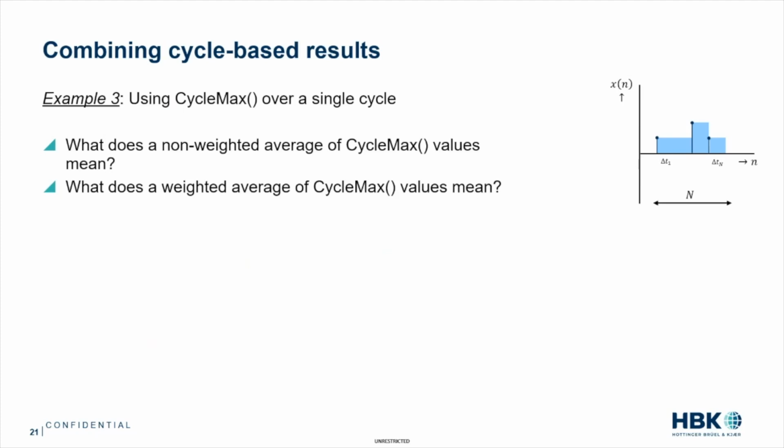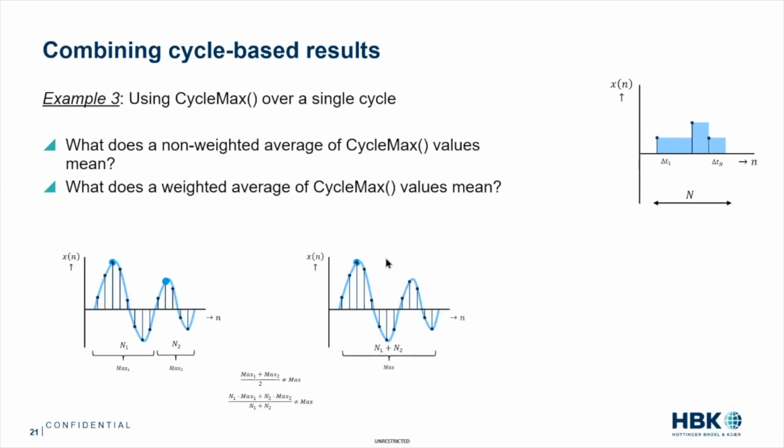And what does the weighted average of cycle max values mean? Even less clear, I think. So again, the situation that we have, we are calculating in the left picture the maximum value over the first cycle and the maximum value over the second cycle, for N1 and N2 samples, call them max1 and max2. In this situation, the max value is obviously here, but the average, either weighted or unweighted, of those 2 samples has nothing to do with this maximum value. So the interpretation of both the weighted average and the non-weighted average is difficult. So it's not trivial.